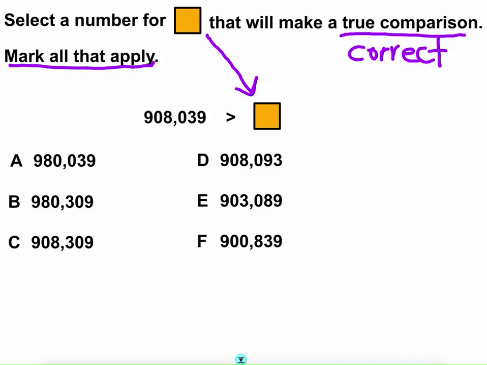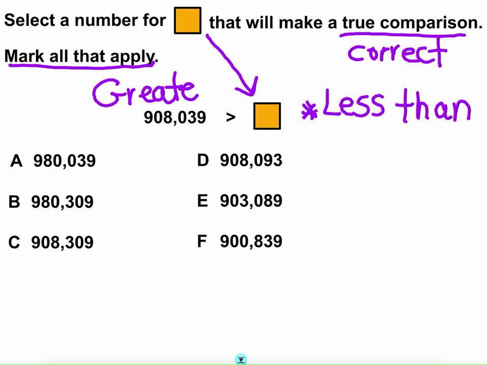So the first thing I do is to make sure that I know what number I am dealing with. So I see this is 908,039 is greater than. And how I know that is the symbol is opened up. So this has to be the greatest one. So that means over here, I'm looking for the less than. So watch how I go through each of these, okay? So I say to myself, okay, 900, so this is the greater side. I just want to label it for you. And this side has to be the least, okay?